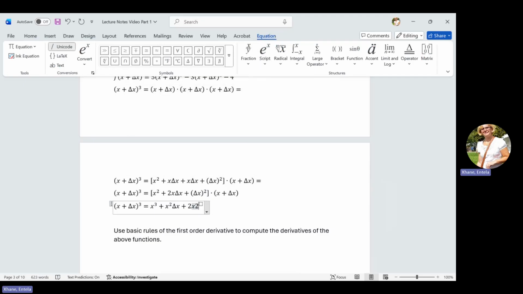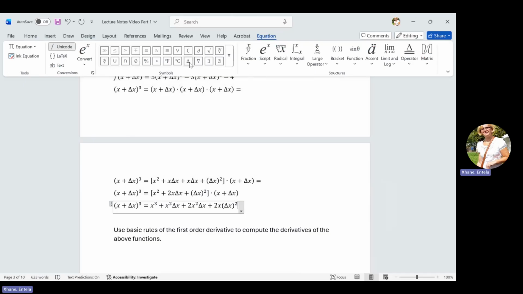So that's 2x to the second. And then, of course, there's the delta x next to it because the 2x has a delta x, okay? And then plus 2x delta x. If I multiply by delta x, that becomes 2x delta x to the second power because you have two of them. So delta x to the second power.